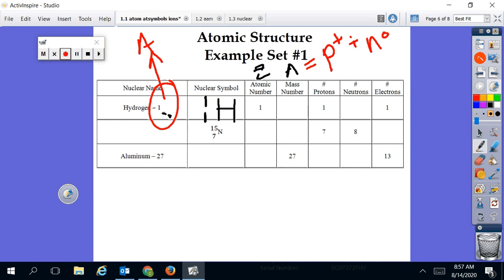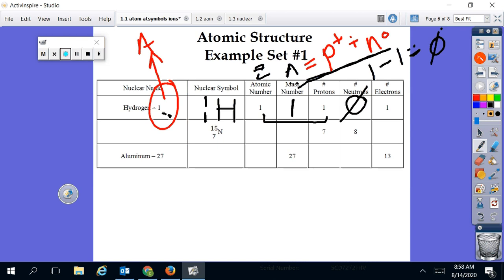Okay, so we filled in the nuclear symbol. Now we're going to do the mass number, which we already said was 1. The protons we know is 1 because it's the same as the atomic number. These two numbers are the same. Now the neutrons: remember, the mass equals the protons plus the neutrons. So if we know the mass is 1 and we know the protons is 1, that means they have no neutrons. We do a little simple math there to get the neutrons. The mass number minus the protons will give you the neutrons, which is a big old 0.